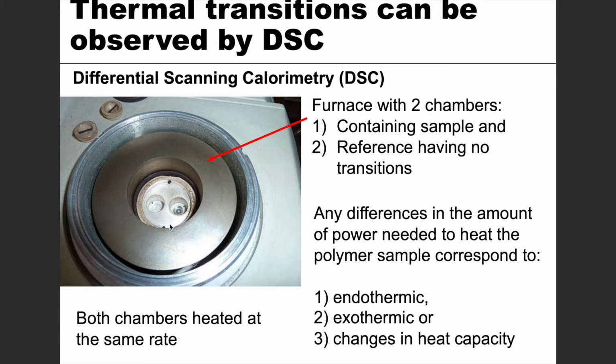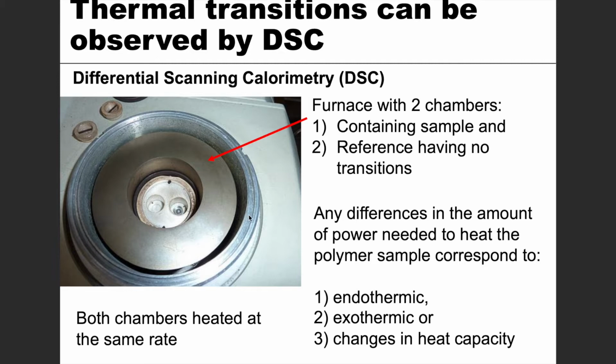So one of them contains the sample of interest. So for our machine that we have in the lab, that is on the left side. And then on the other side, there's a separate chamber that has the reference. And this reference is chosen as something that doesn't undergo any sort of significant thermal transitions, like a change in heat capacity, like a melting or a crystallization or decomposition or anything like that. And so it's just supposed to be a baseline that we compare to.